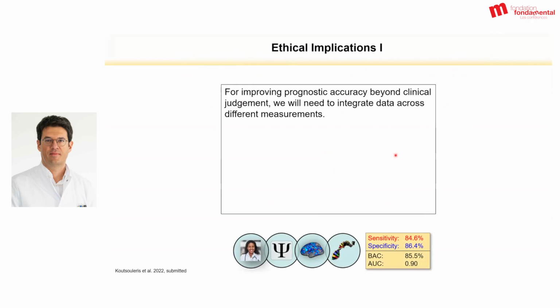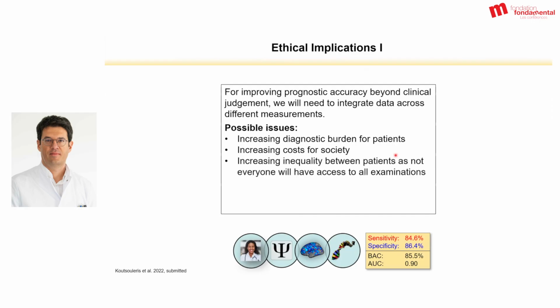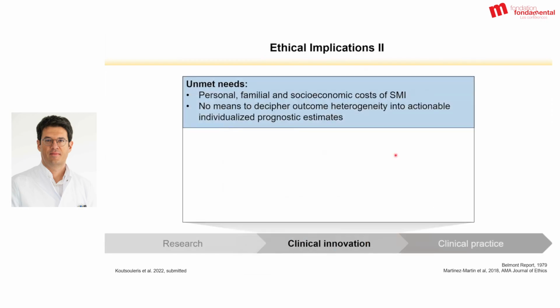First of all, I've shown you that to improve accuracy beyond clinical judgment, this is what we currently do, we need to integrate a lot of data across different measurements. This increases diagnostic burden, obviously. It increases costs for society. It increases potentially inequality between patients, as not everyone might have access to these examinations. And still, whatever you do, there are false positives and false negatives with which we might potentially need to live. However, this needs to be weighed against, obviously, the huge costs of these disorders, and there is no means to decipher outcome heterogeneity at the moment into actionable prognostic or diagnostic estimates.